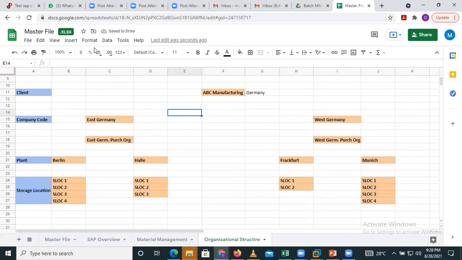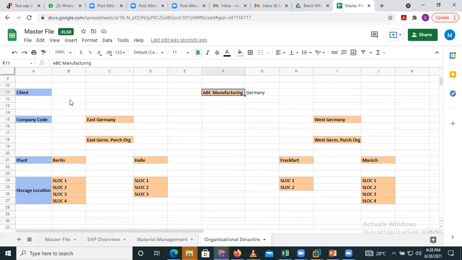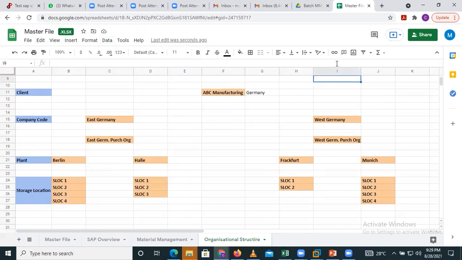So what happened? Do I need to insert any shape or something? No, not required. It's understandable. Okay, fine. So client ABC Manufacturing has two company codes, East Germany and West Germany. East Germany has two plants, Halle and Berlin. West Germany has two plants, Frankfurt and Munich. The Berlin plant has 4 storage locations. The Halle plant has 3 storage locations. The Frankfurt plant has 2 storage locations. The Munich plant has 4 storage locations, where we are keeping stocks.